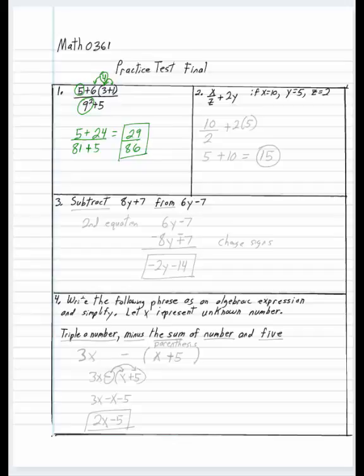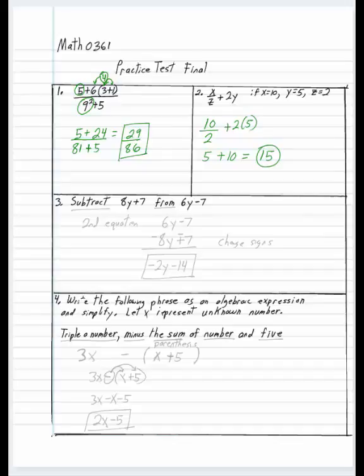For question 2, I see x over z plus 2y. Well, the good news is we know what x, y, and z are. x is 10, z is 2, and y is 5. So 10 divided by 2 is 5, and 2 times 5 is 10. If we add these numbers together, we get our final answer of 15.